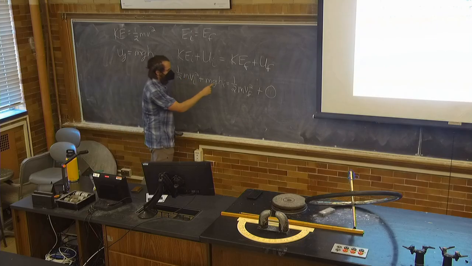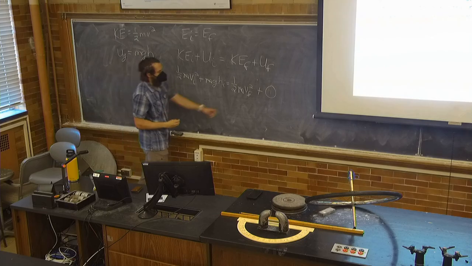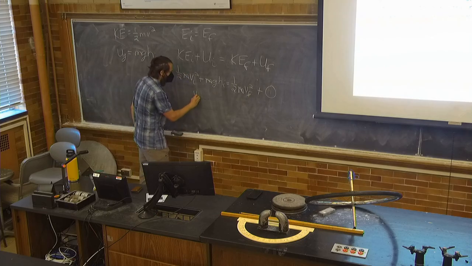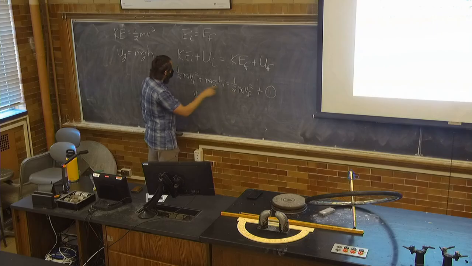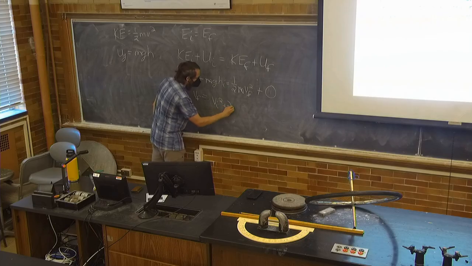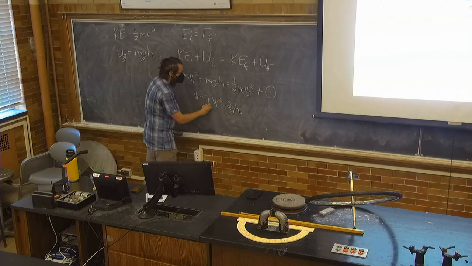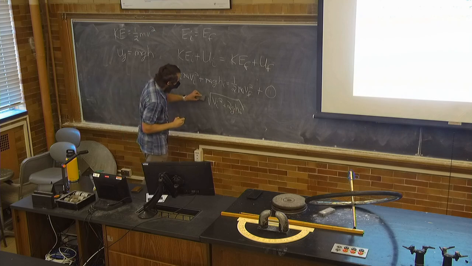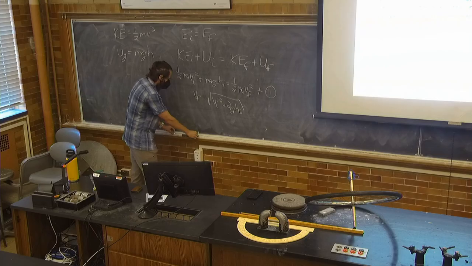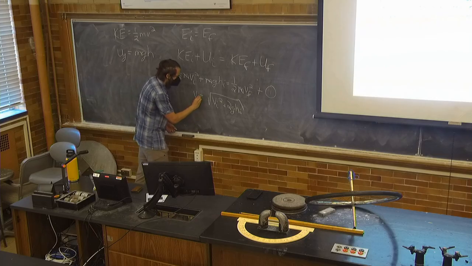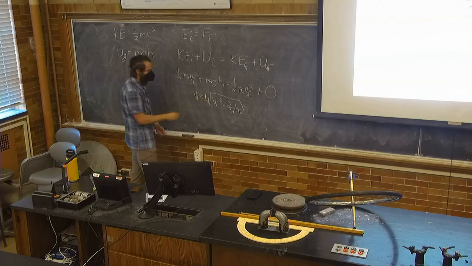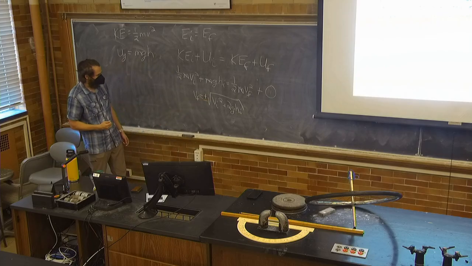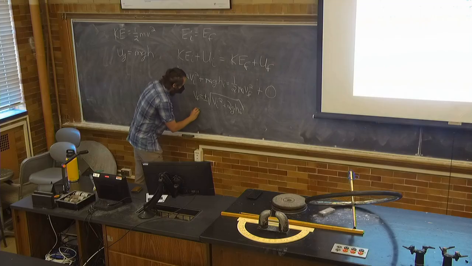Because there's a lowercase m in all of these, the mass will cancel out. Solving for the final velocity, multiply both sides by 2, and then take the square root. And then just to be mathematically very rigorous, when you take the square root of something, you should put a plus or minus in front of it. And then you plug in your numbers.